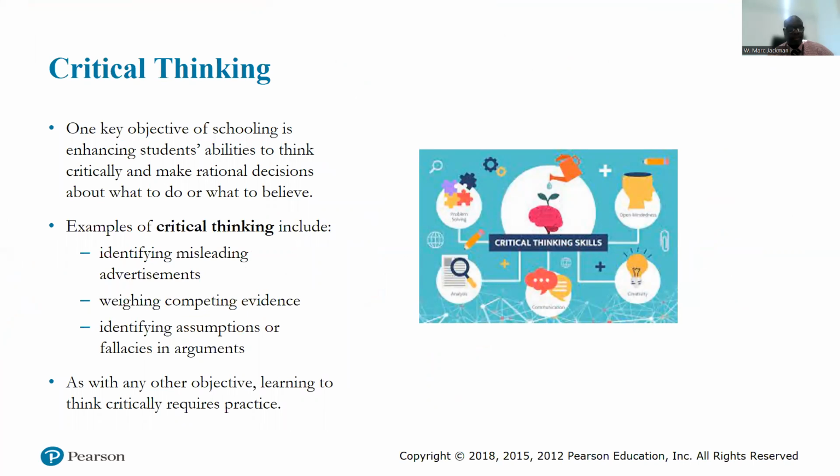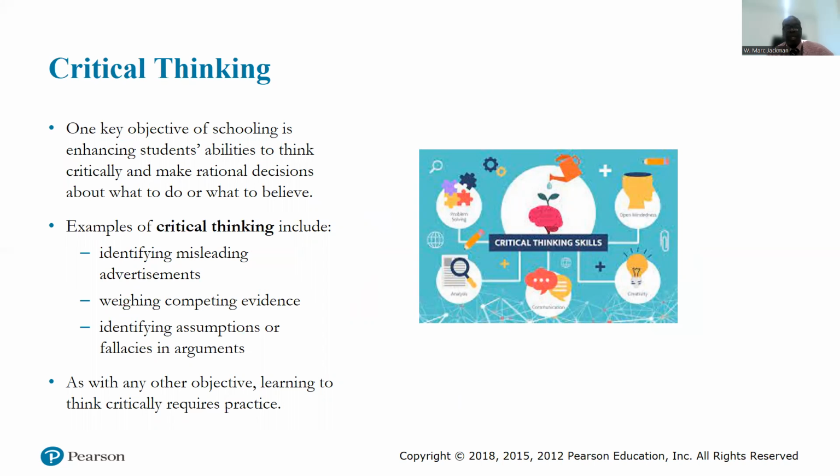Critical thinking. One of the key objectives of school is to enhance students' ability to think critically and to make rational decisions about what they do or believe. And for critical thinking, students must be able to identify that which is misleading in advertisements.